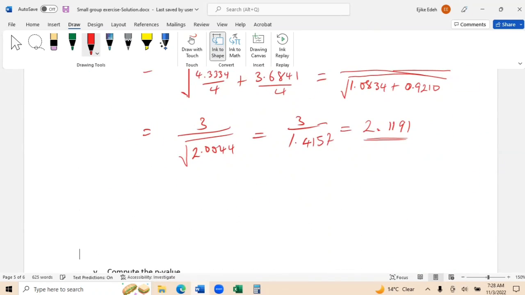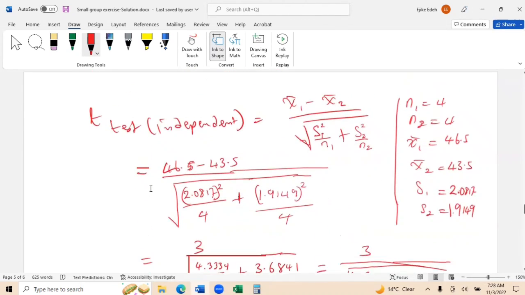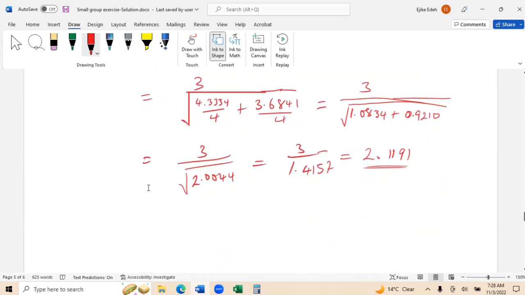Hoping that everything we worked on is correct. We're going to do this in class today, and I will post this video, but I will give you this to work on and give you time to do it during class today. So we have the t-test for independent sample means. That gives us 2.1191.